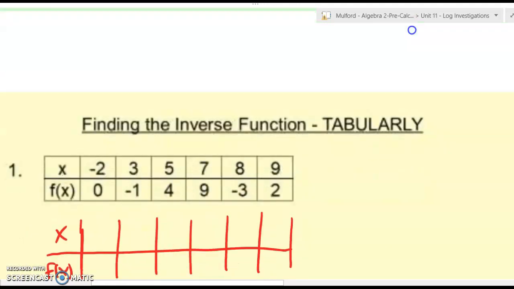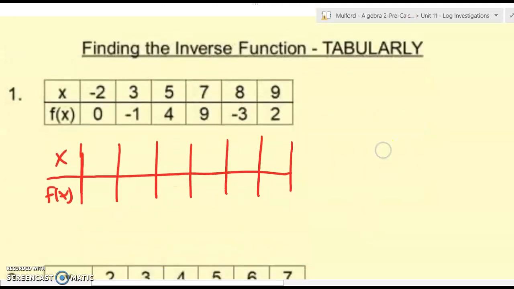So what about tables? Same thing. We're going to take all of our inputs, which are our x's, those now become outputs, and our outputs become our inputs. But again, before we do this, we want to check first to make sure it's a function and is one to one. So I'm checking here all my inputs. I see no repeats, so it's definitely a function. I look at my outputs here, no repeats there. It's definitely one to one. So there is an inverse.